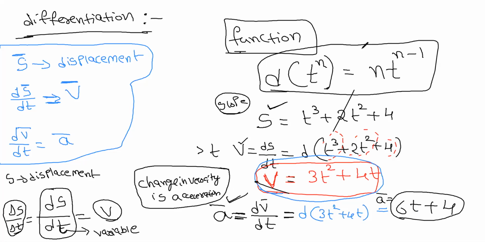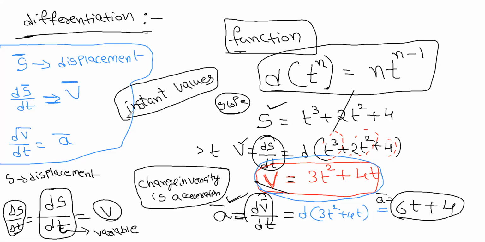Whenever you're finding ds by dt, dv by dt and all, you will get instantaneous values, or instant values. Instant means at that particular instant, what is the value? There are two types of values. First is instant value. Second thing, we have average value. We will find what is this average value and instantaneous value in one question.